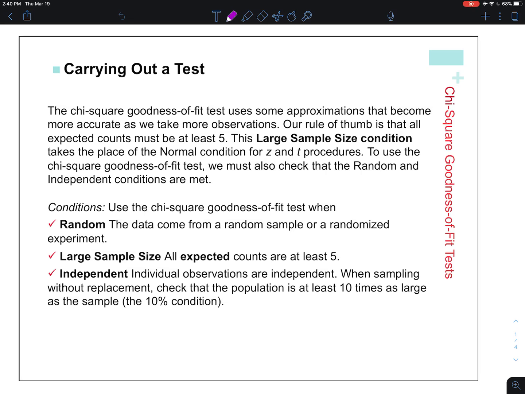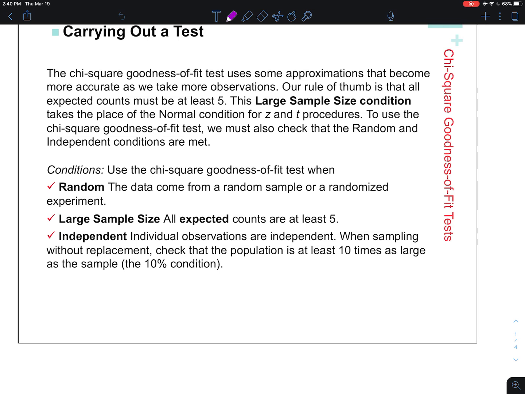Alright guys, in this video we'll go through the formal test, carrying out a hypothesis test for the goodness of fit test chi-square. In our last video we went through the procedures of the calculation for the chi-square test statistic and the conditions for that test. The conditions for the goodness of fit test are random, and it's a large sample condition, and then independence. And the large sample size is that all the expected counts are at least 5.